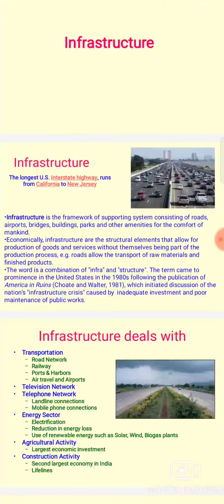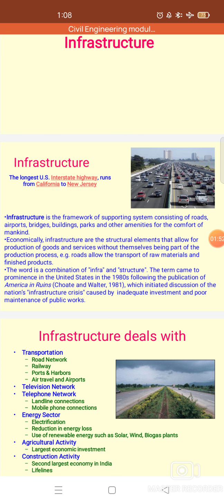Here, economically, infrastructures are the structural elements that allow for the production of goods and services without themselves being part of the production process. Examples: roads allow the transportation of raw materials and finished products. The word is a combination of infra and structure.